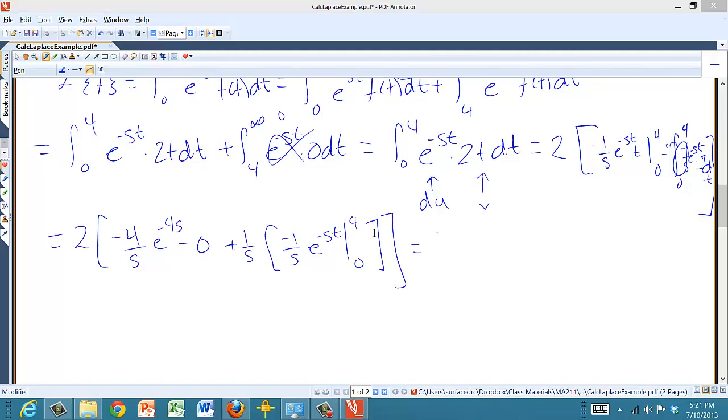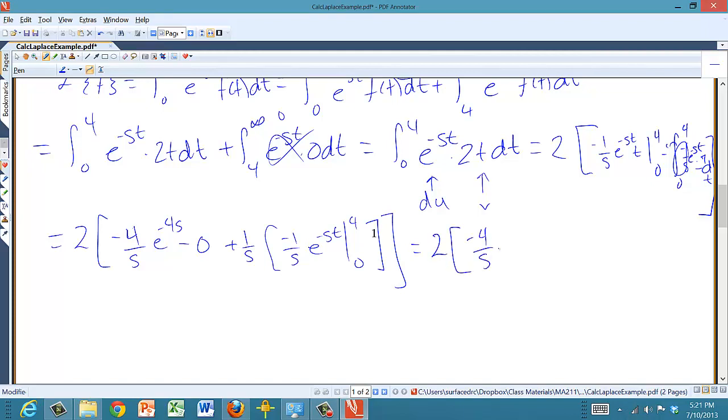Alright, so that is 2 times negative 4 over s e to the negative st. And when I plug everything in, I'll have a plus 1 over s times, let's see, I'll have negative 1 over s e to the negative 4s. And now I have to subtract off what I get when I plug in 0, so that's a plus 1 over s. Now I have to just go ahead and expand everything out, make it look nice.